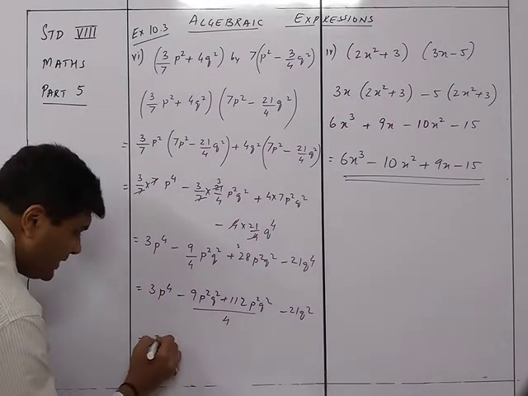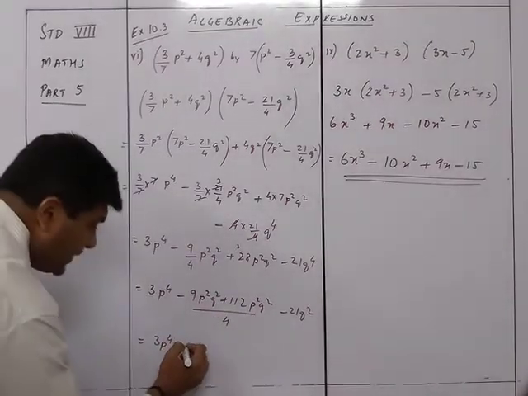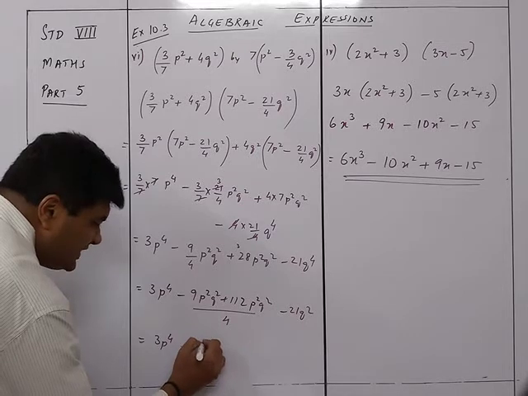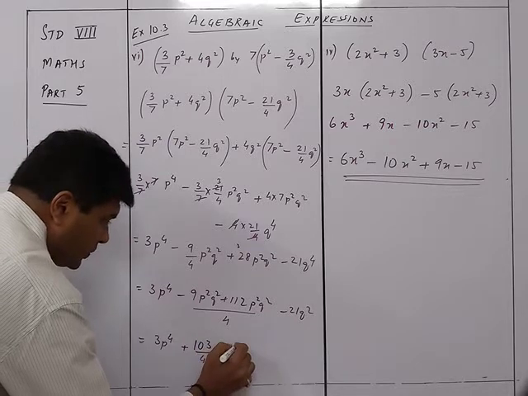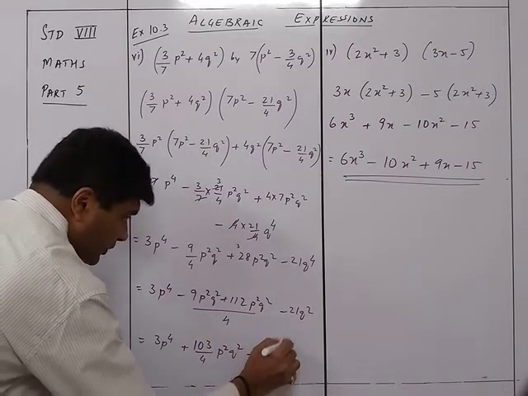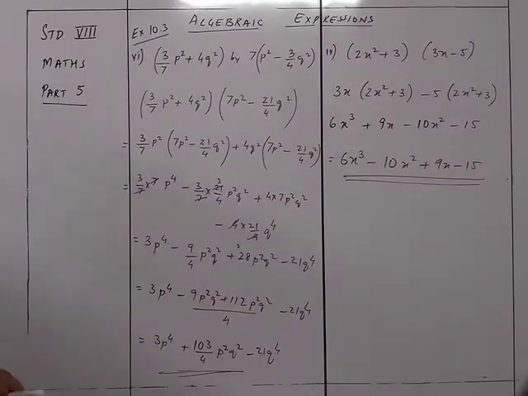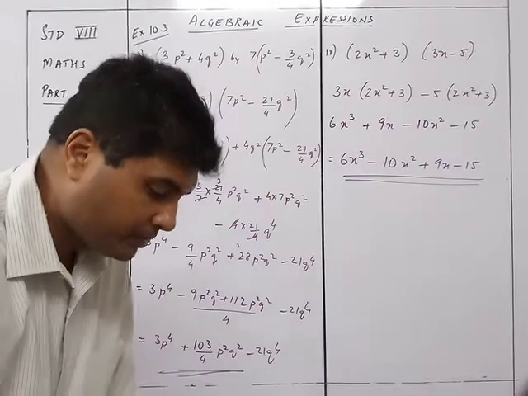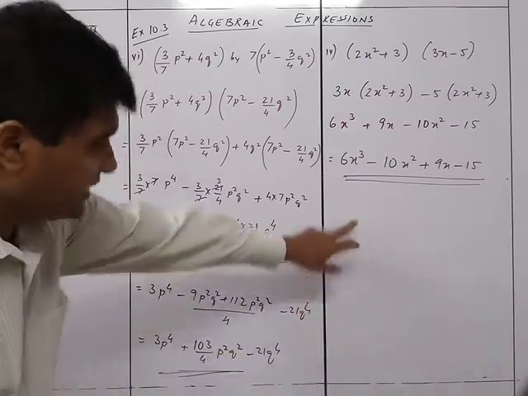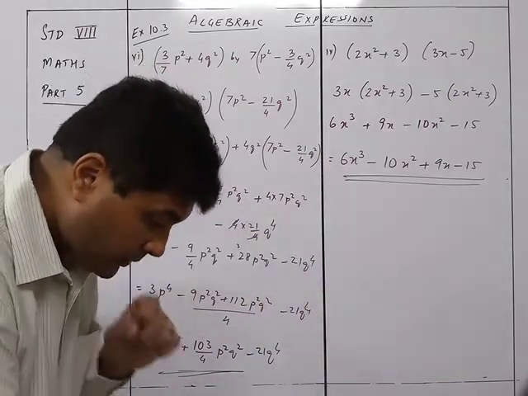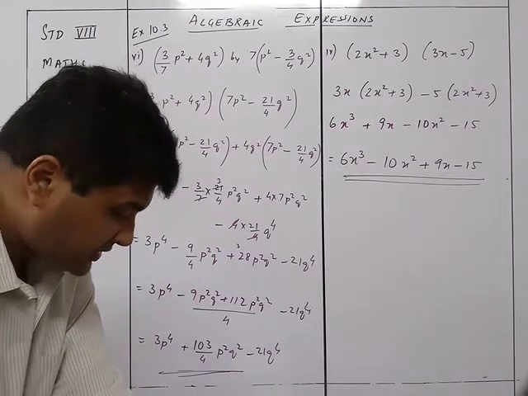So the final answer will be 3p raised to 4. Now this one, we will subtract this thing to get it as plus 103 upon 4 p square q square minus 21 q raised to 4. I'll just check up the answer. So we have in exercise 10.3, this was 6x cube minus 10x squared plus 9x minus 15, right, this is the right answer.